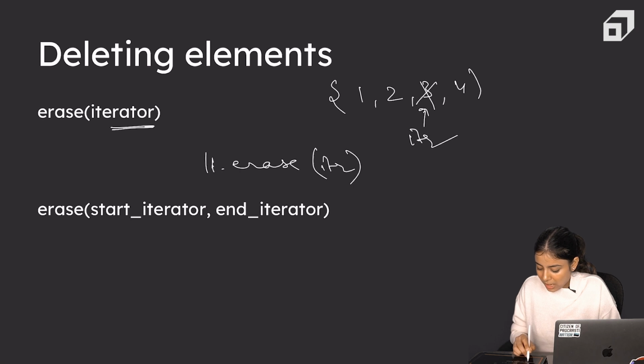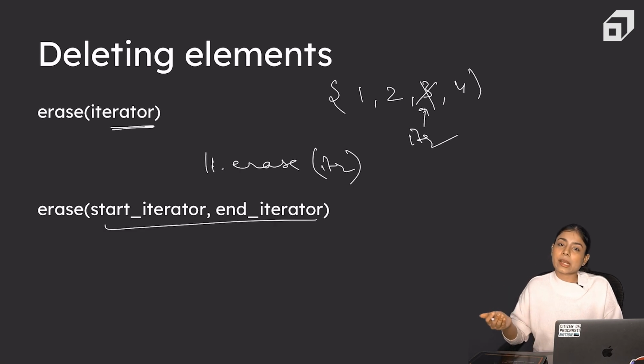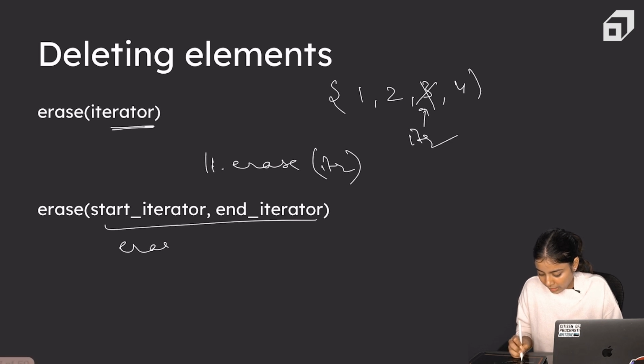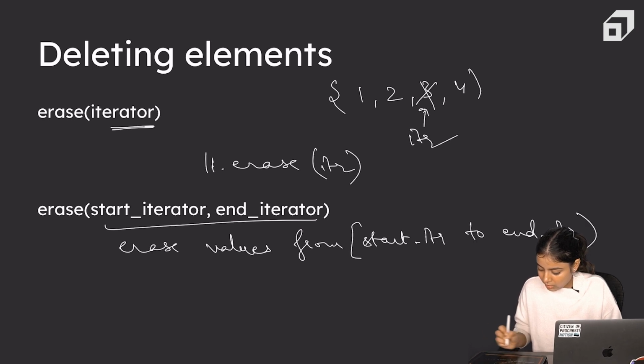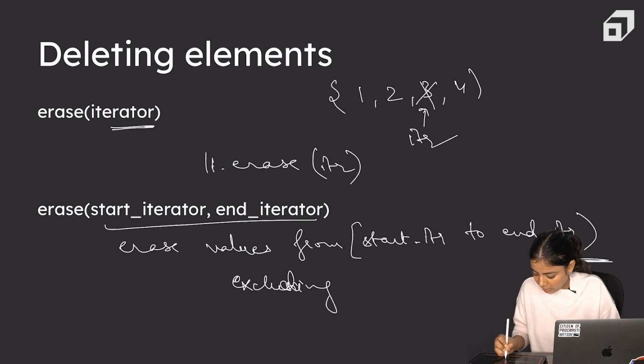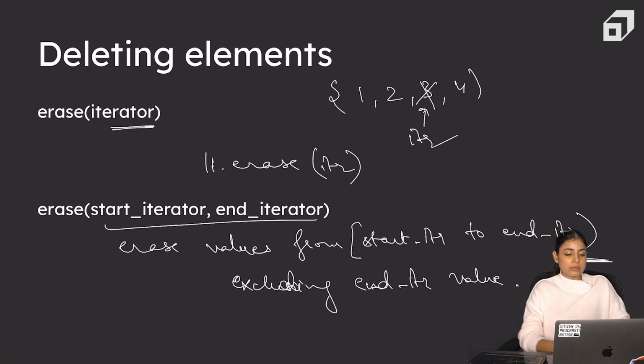In the erase, I can also pass a range of values using a start iterator and an end iterator, just like we saw while inserting. This will erase elements from the start iterator to the end iterator. This means it is not including the end iterator, so excluding the end iterator value. Okay, let's see this in code.